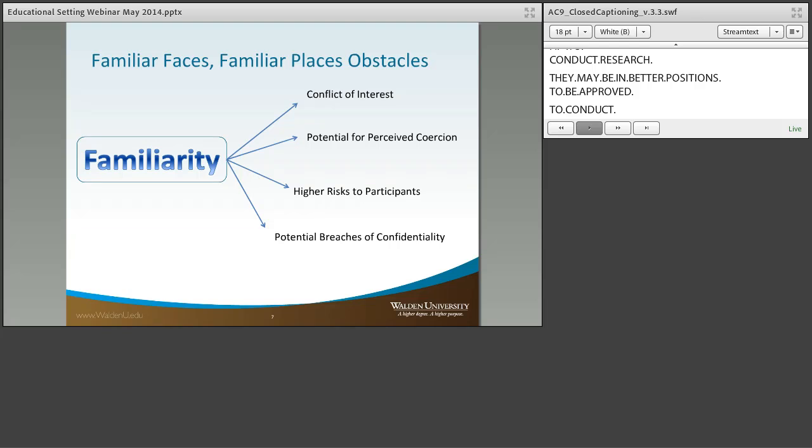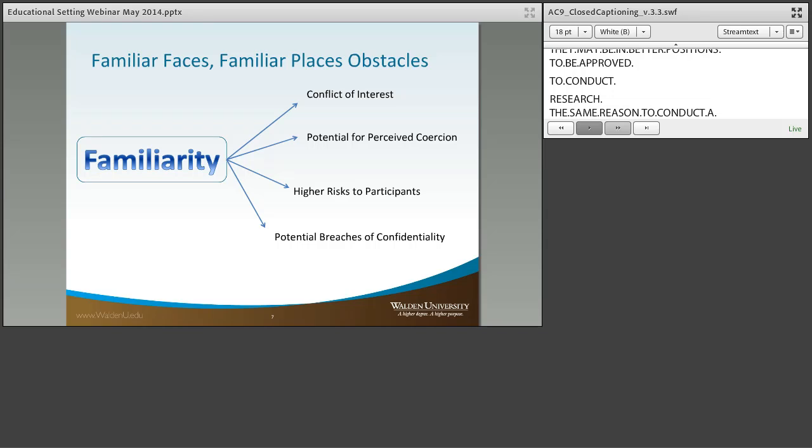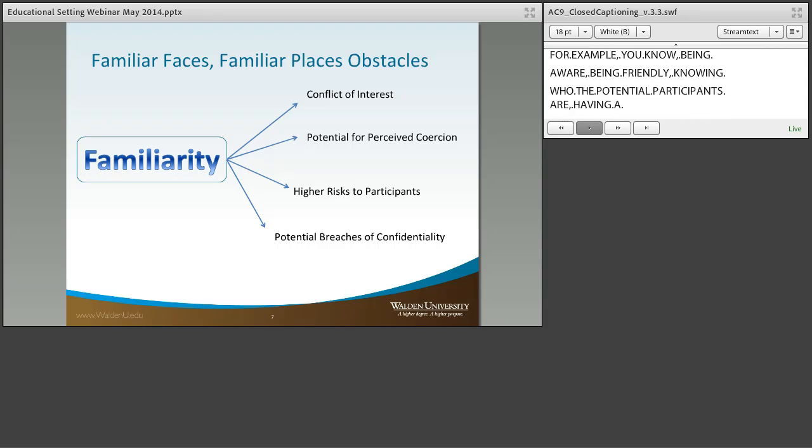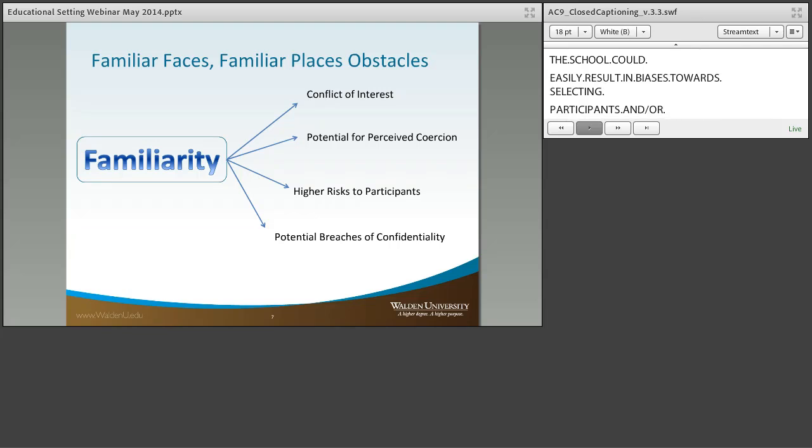The same reasons why conducting a study in one's own school can often be many of the reasons that could potentially increase the risk of doing so. For example, being aware, being friendly, knowing who the potential participants are, having a working relationship, or even teachers in the school could easily result in biases towards selecting participants and possibly collecting data that could reflect favorably on the school or the researcher, possibly the researcher's colleagues.